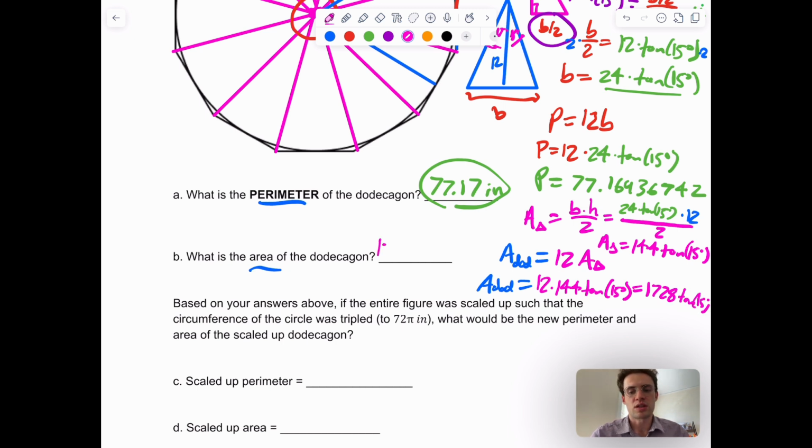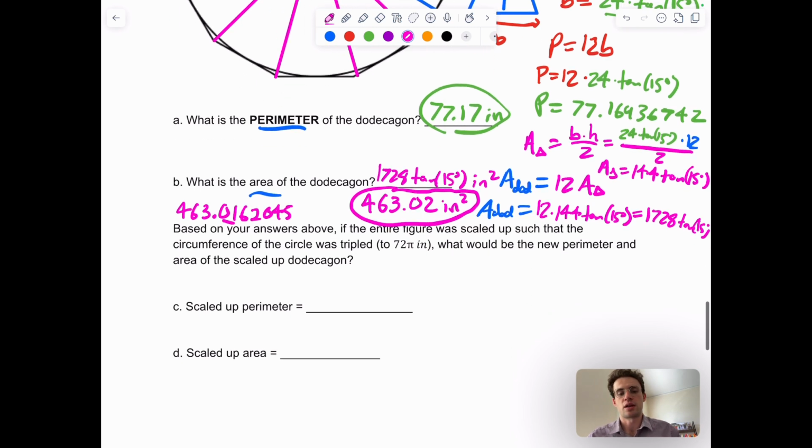So if you wanted to leave it in terms of the tangent, sometimes people will ask for that. And this is technically the more exact answer. But generally, people will write this as a rounded value. So we could type this into the calculator, make sure you're in degree mode, and it gives us 463.016245. If we round that to the nearest hundredth, that would be 463.02, and this time it will be inches squared because it's an area. Right, so either of those answers is technically acceptable. Most of y'all would probably write it like this, rounded to the nearest hundredth.